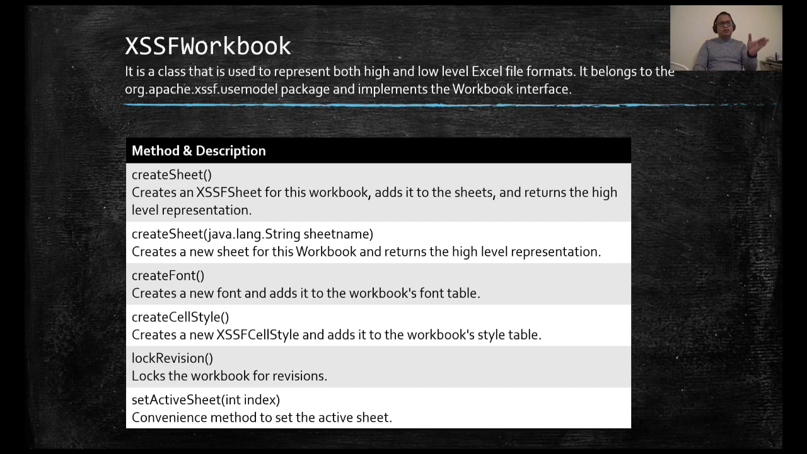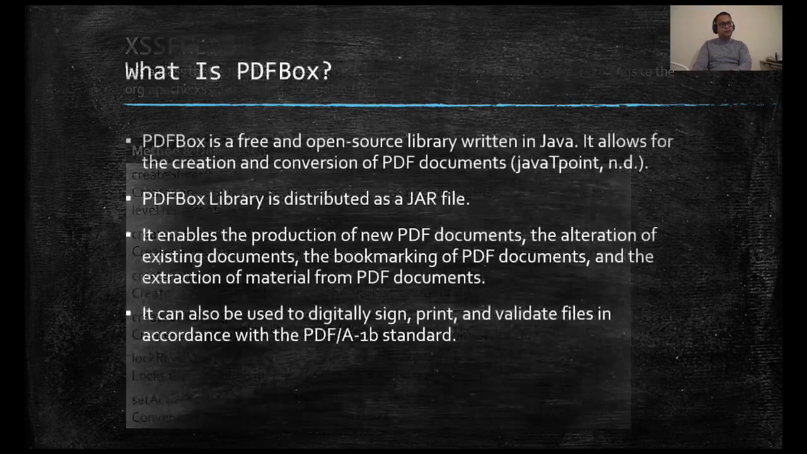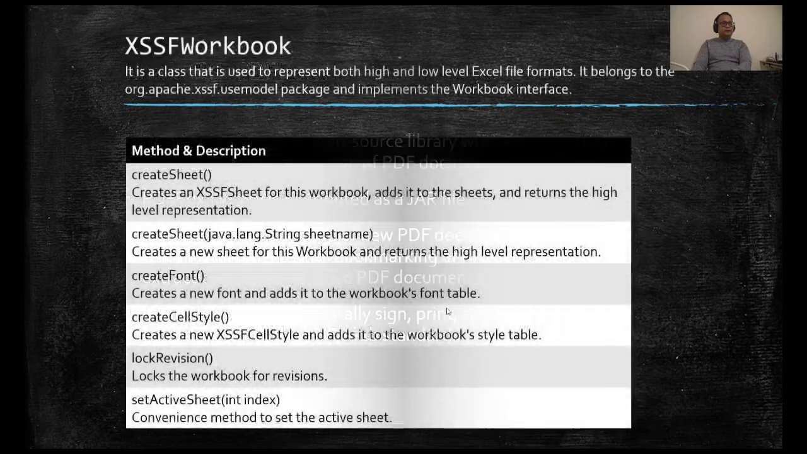So let's say you have multiple tabs of sheets and you want to highlight or have one particular sheet activated whenever the Excel file is open. You can use this method, and as you can see, it has a parameter of an integer. So basically, I believe you just need to specify the index or the position of the sheet that you would like to be set active whenever the Excel file is open. So that's it for the Apache POI.